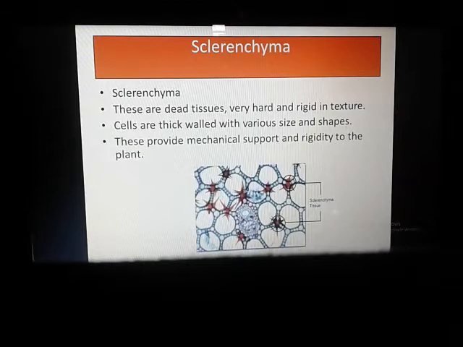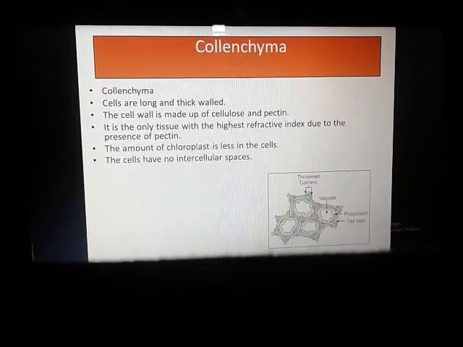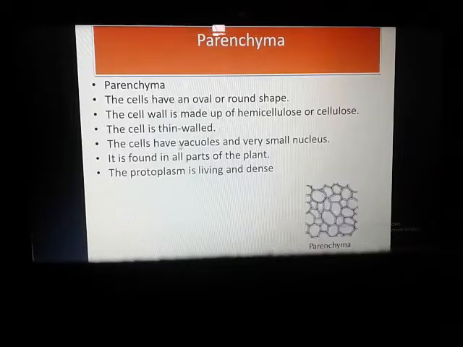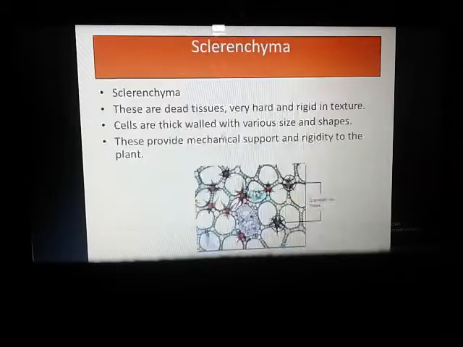Sclerenchyma is basically hard cells or dead cells, rigid in texture, and these provide mechanical support and rigidity to the plant. And collenchyma cells have a cell wall made up of cellulose, are long and thick walled, and the amount of chloroplast is less in these cells. And parenchyma cells are round and oval, like in potato, as you have seen. It is found in all parts of the plant, and the cell wall is also made up of cellulose, and the cell is thin walled.